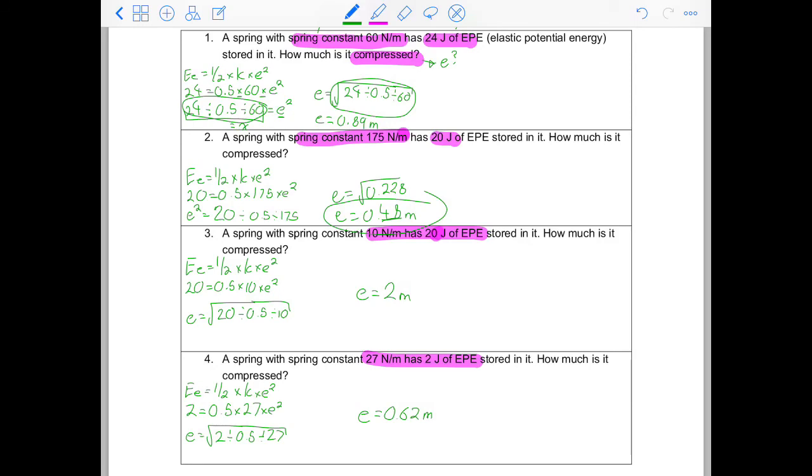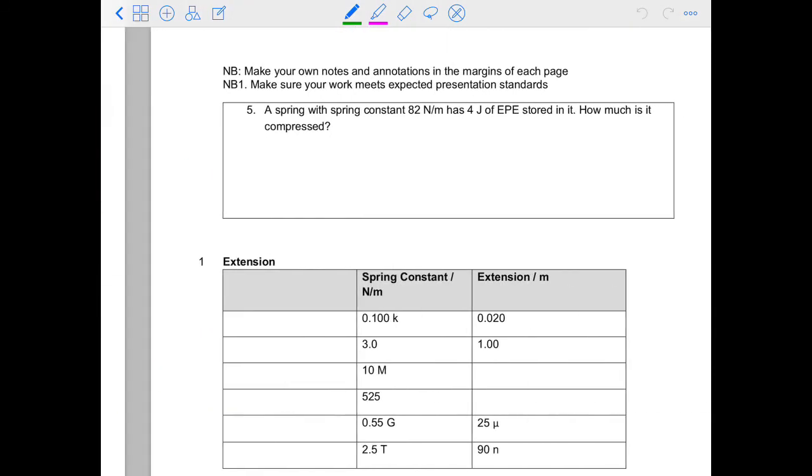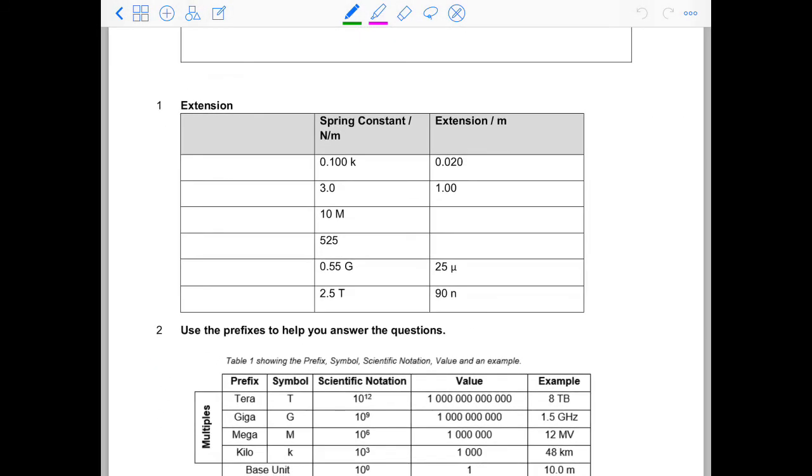So this is why you're taught those rounding and those things in your maths classes, so you can apply them into your science classes. Now, there's a table here that's an extension. So this one needs to be your elastic potential energy with your spring constant and your extension. So filling out this chart and sending it to your teacher as your extension activity.